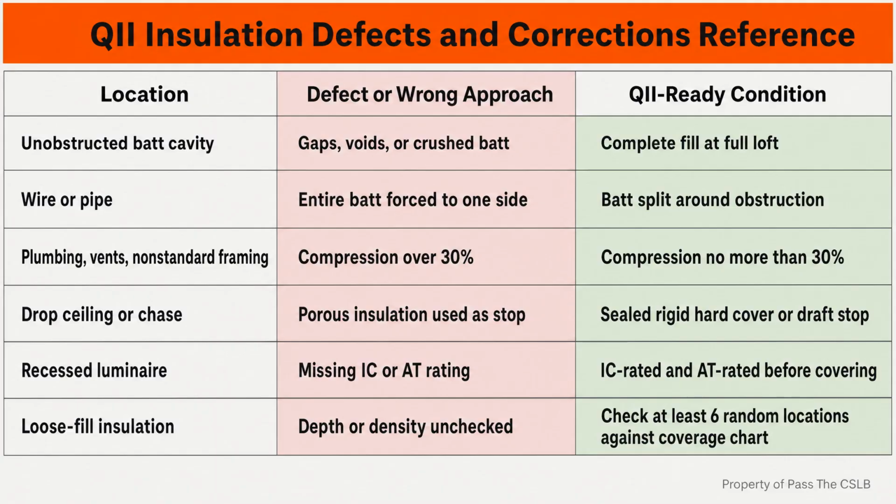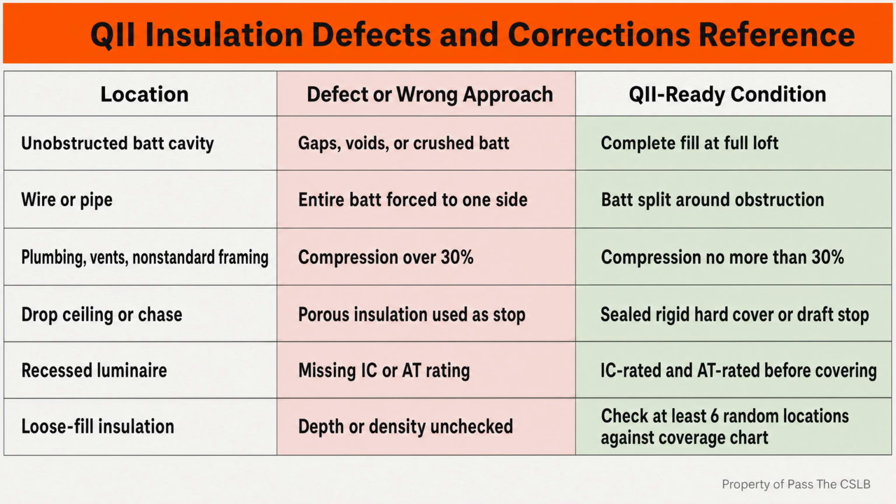The comparison table separates the common defects from the field-ready condition. I start with 3 questions. Is the full cavity filled? Has the batt kept its intended loft? Has every wire, pipe, or unusual framing condition been fitted without creating a void on one side?